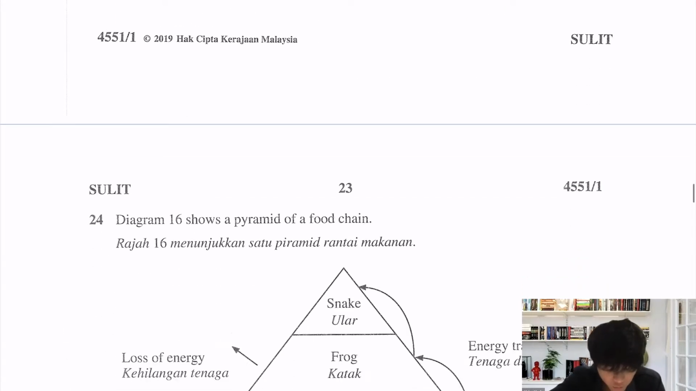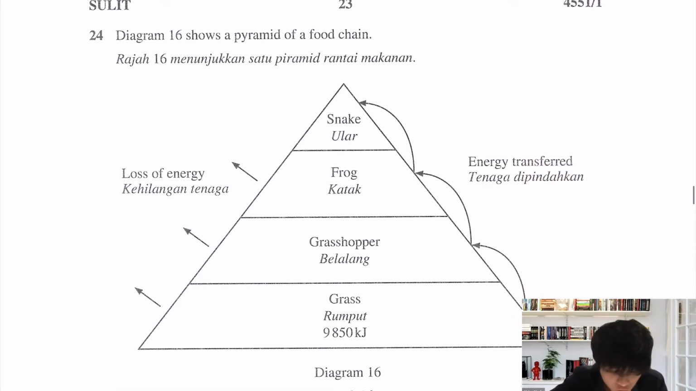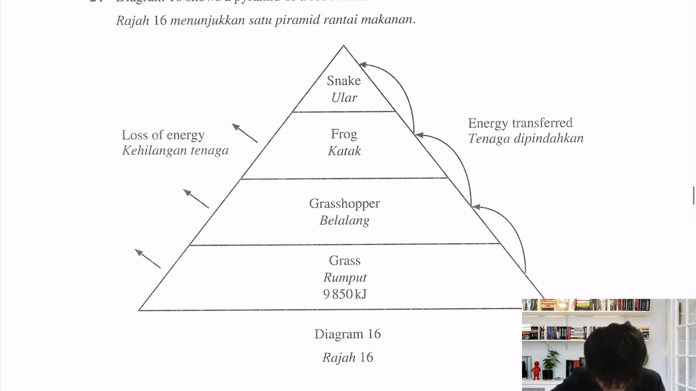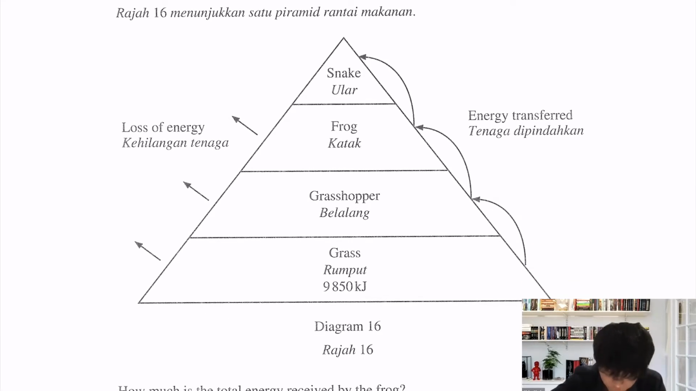Okay, next, let's look at 24. The diagram shows a pyramid of a food chain. How much total energy is received by the frog? As what I mentioned, as you go across trophic levels, 90% is lost, only 10% is transferred. So only 10% is transferred here. I know that the answer here is 985. So you go up again, multiply by 10%. It's just 98.5, right? So the answer is straightforward, which is A.